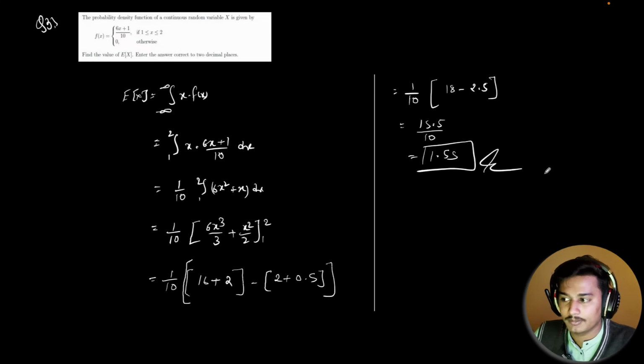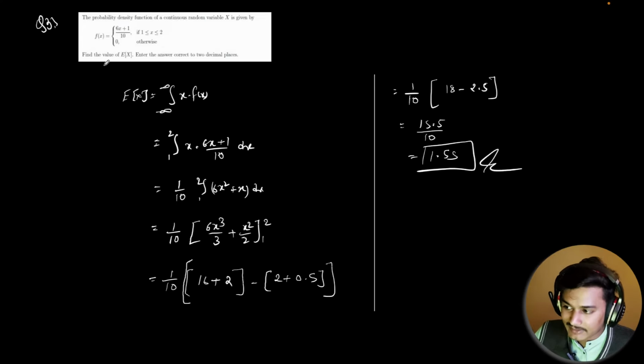Now let's move to the next question. The probability density function of a continuous random variable x is given by this particular thing. So it is saying find the value of the expectation of x, right? Enter the answer to 2 decimal places. Okay, nice. So what we have to find is basically E of x, okay?